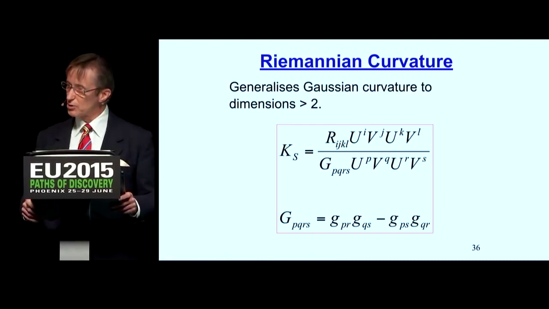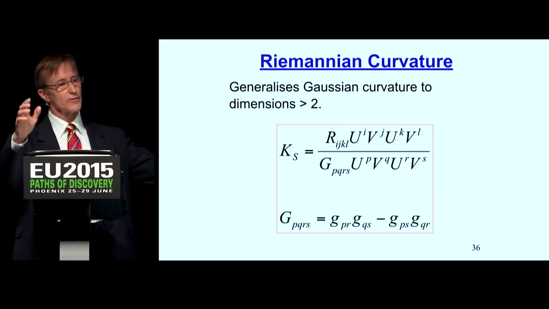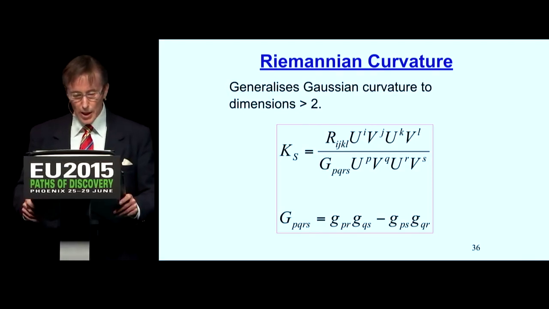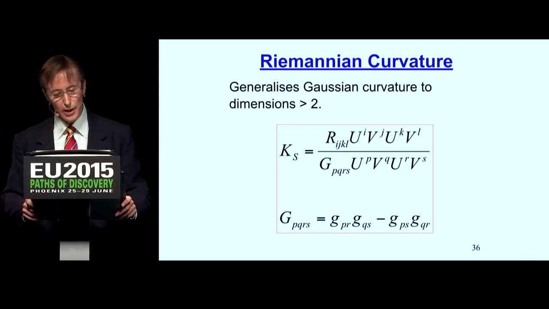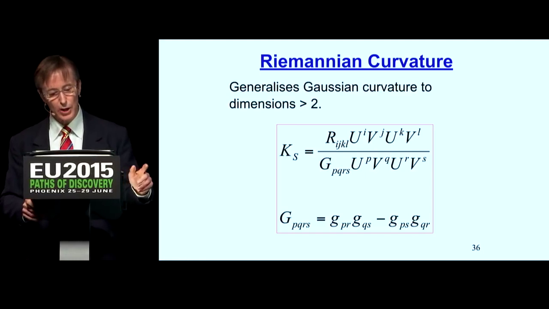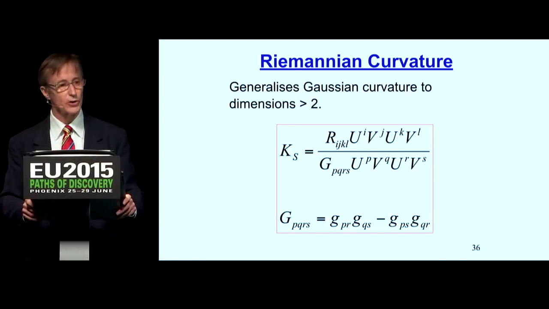So I went to the trouble of doing it. It reinforces everything that I've said. How do you calculate Riemannian curvature? Well, you've got this thing here. On the numerator, we've got R sub ijkl. We recognize that as the Riemann tensor of the first kind.